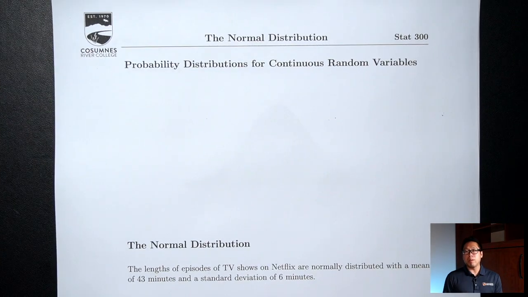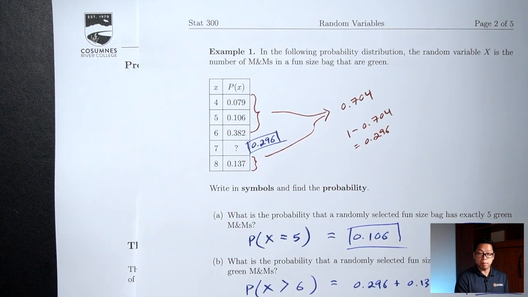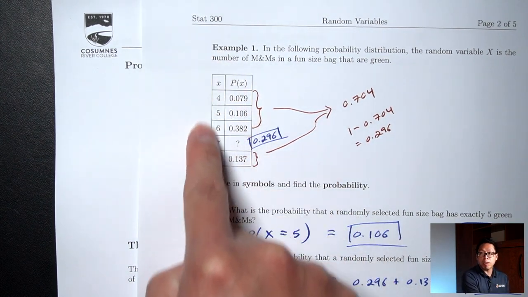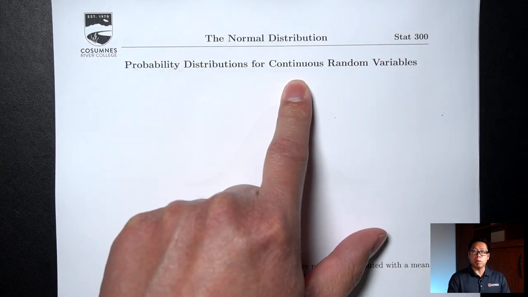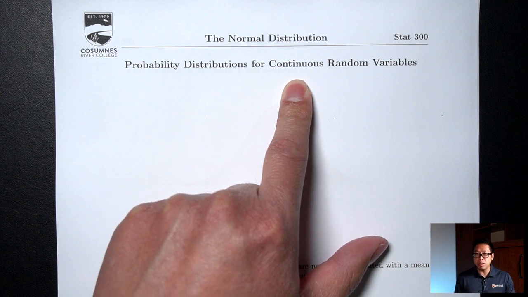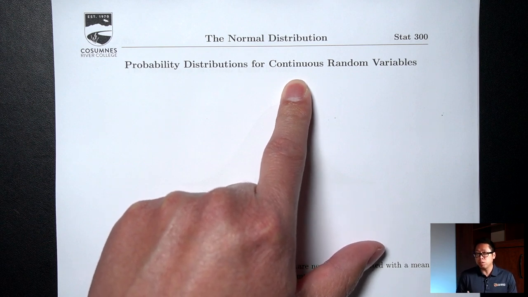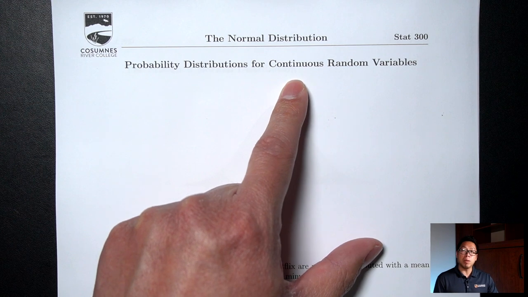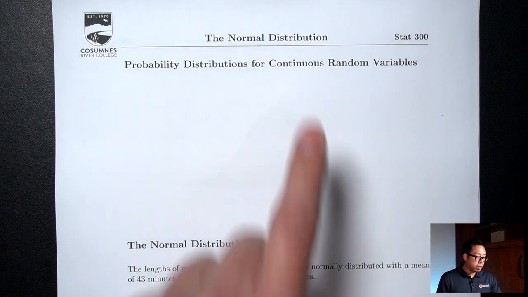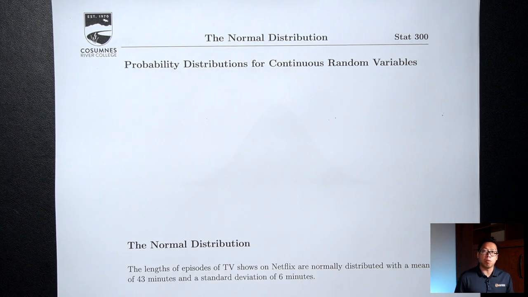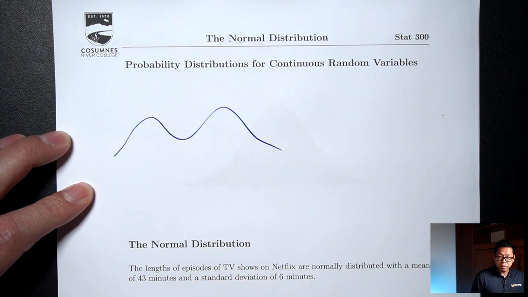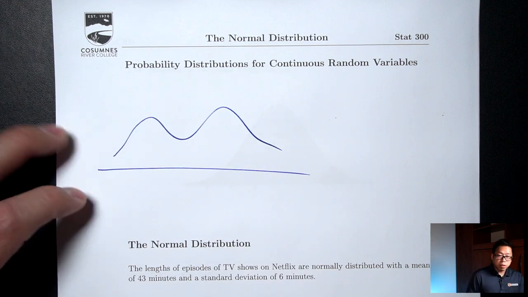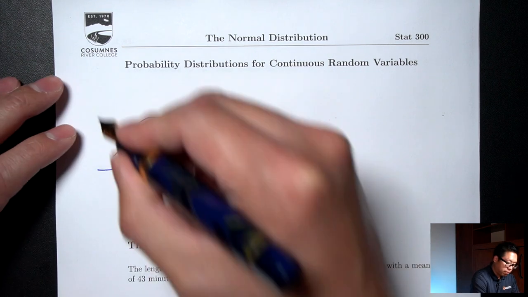When we talked about the discrete random variables, a probability distribution was represented with tables like this one, where we listed out all the possible values of x along with their probabilities. Now, for a continuous random variable, because possible values can be any decimal, it's impossible to list out all the decimals. There's just too many. So instead of representing probability distributions with tables, for continuous random variables, the probability distributions are going to be represented with curves. That's a curve. This curve is called a probability density curve.